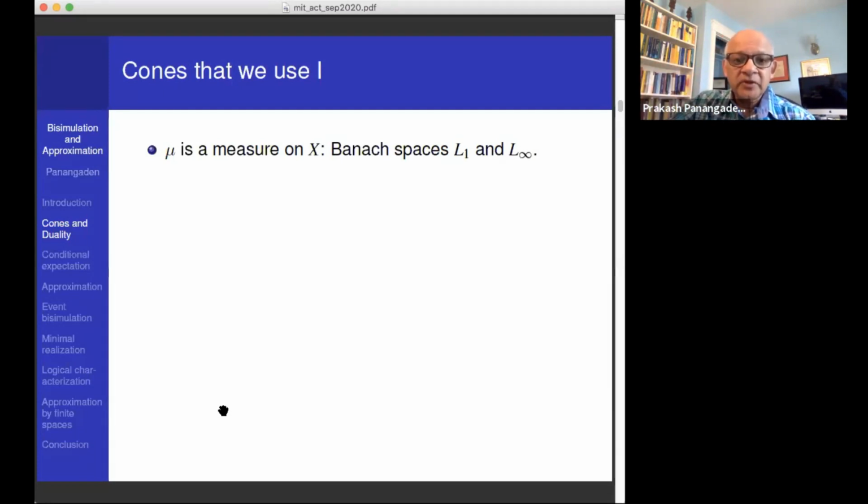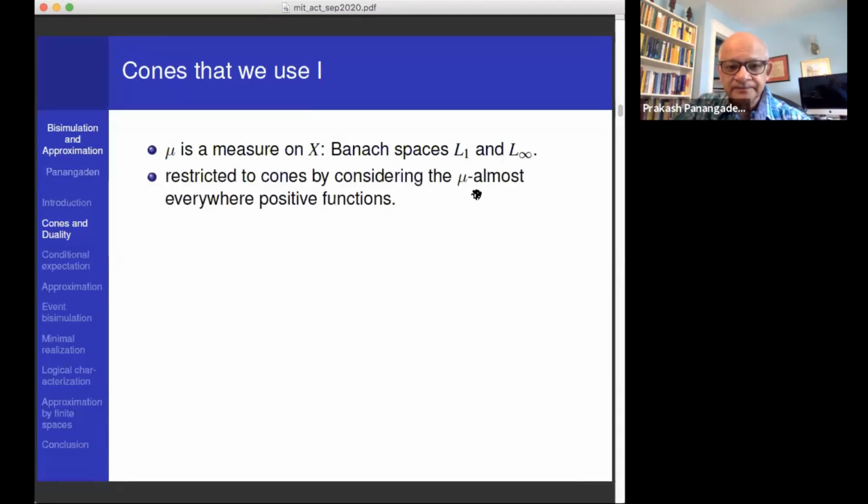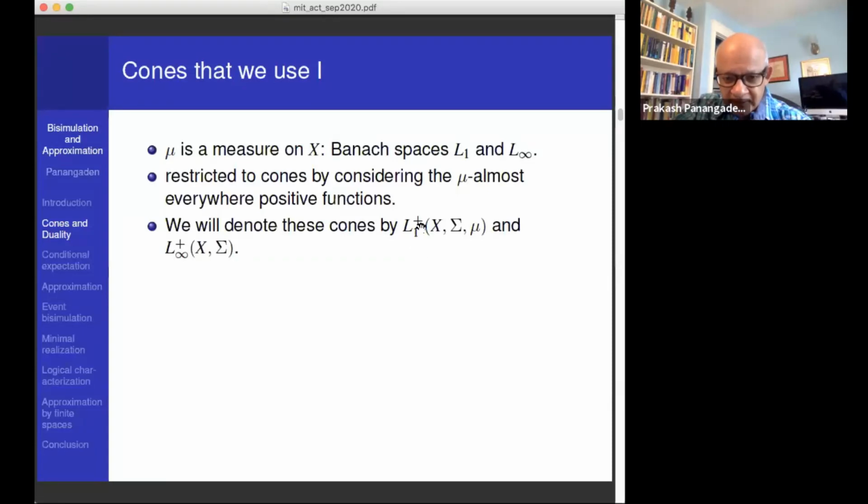So the cones that we use look like this. Supposing you have a measure mu on a space X, then you naturally get the Banach spaces of L1 and L infinity functions. But if you consider the mu-almost everywhere positive functions, then these turn out to be cones. We'll denote these cones by L with a little plus on top, signifying that we have only looked at the almost everywhere positive functions.